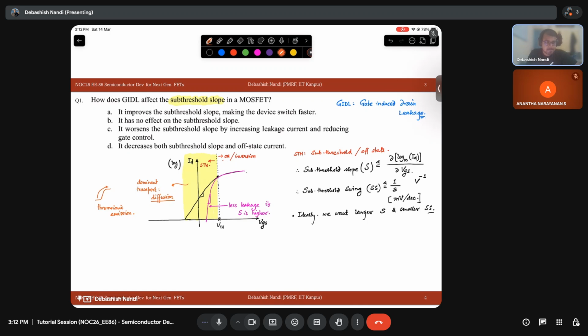So we want subthreshold slope to be higher and subthreshold swing to be lower, because if you see the pink line here, what is changing? Your on current I am assuming to be the same, but my off current or leakage current is very less. That is desired. Why is that desired? What is the disadvantage of this? Let's say I have another condition like this. What is the disadvantage of this curve?